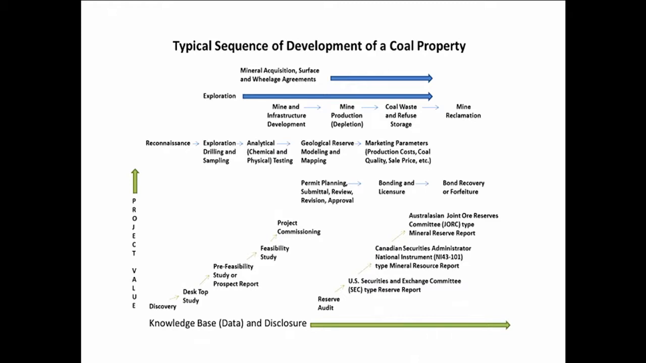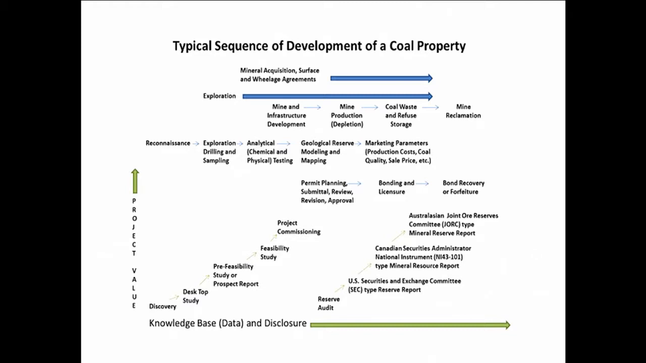This is a very busy slide. I'm going to break it in half in the next 2 slides. What you see is the typical sequence of development of a coal property. In the upper half is the exploration and the mineral acquisition. All the things are progressing from the left side to the right side in a time element. In the bottom, the project value increases with the more information you have, and on the right, your data and your disclosure becomes more important.